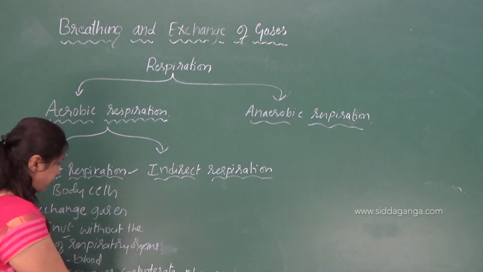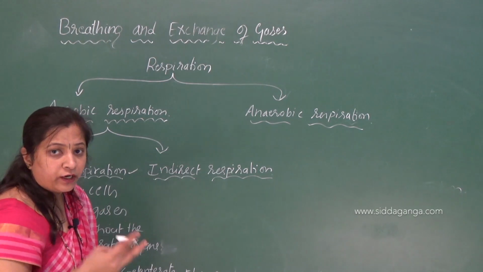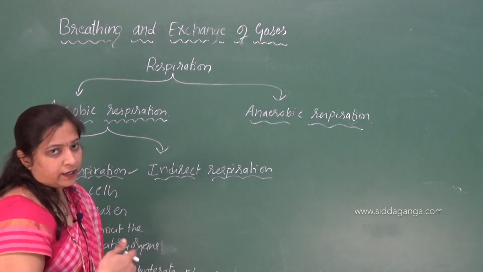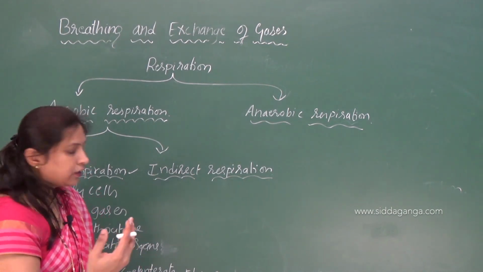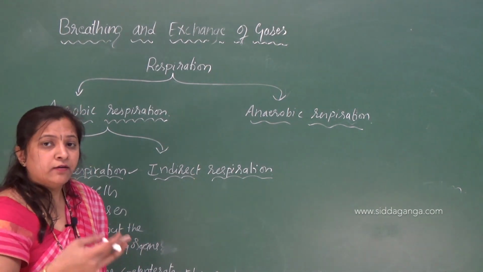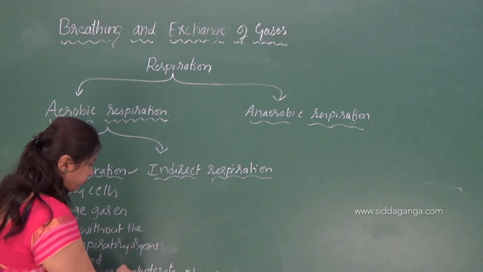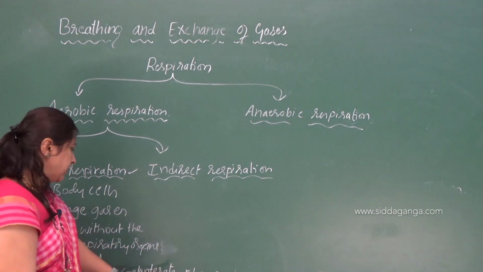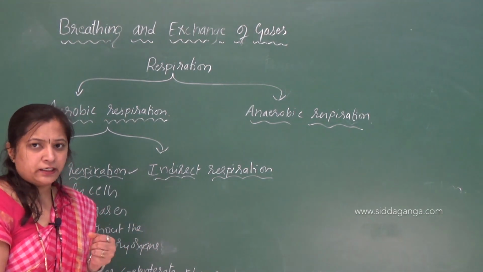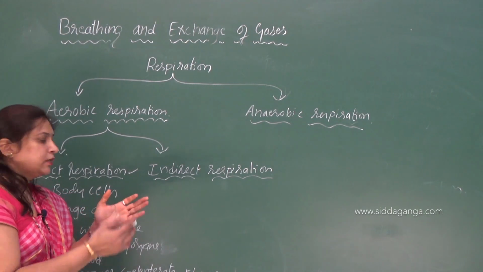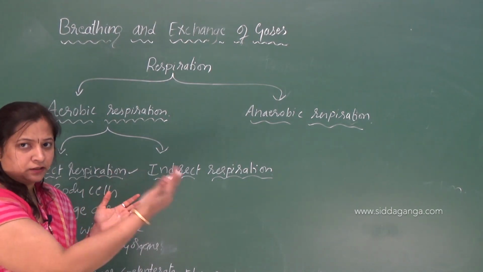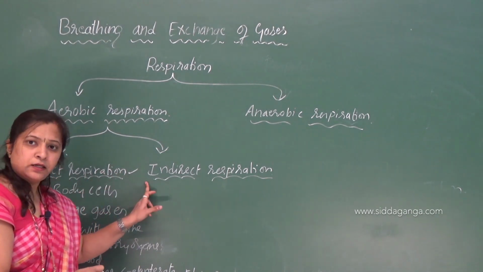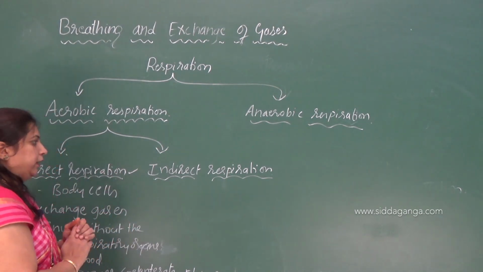Sponges are included under the phylum Porifera. Coelenterates are also called cnidarians, that is Hydra, Obelia, Physalia. And flatworms, for example Planaria. In these animals there are no specialized respiratory structures, so the exchange of gases takes place directly between the body cells and the environment. This type of respiration is called direct respiration. Understood? Okay.